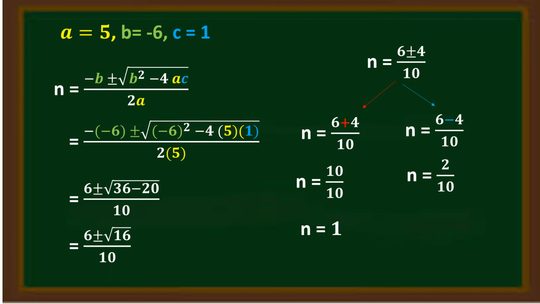We'll now be simplifying 2 over 10. The common factor of 2 and 10 is 2. So 2 over 2 is 1, and 10 over 2 is 5. So the simplest form of 2 over 10 is 1 over 5. The values of n now are 1 and 1 over 5.